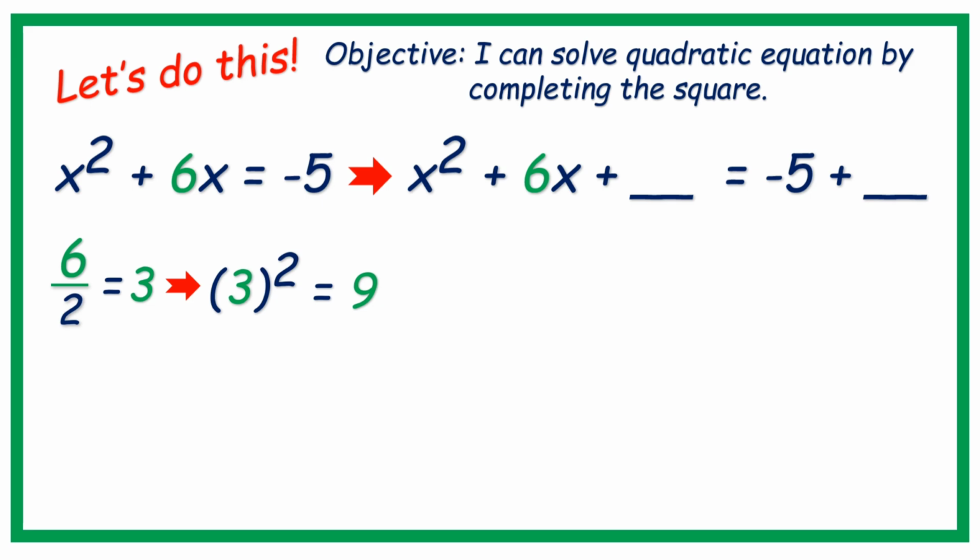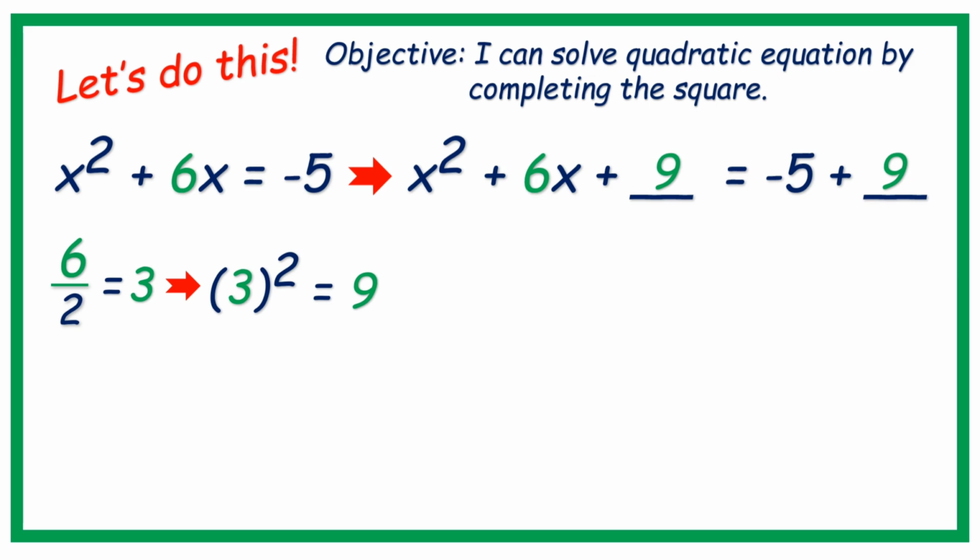Whatever you do on the left side, you're also going to do on the right side. The equal sign separates the left side and the right side. So what we're going to do is add 9 on the left side, making it the last term, and add 9 on the right side. It is now x squared plus 6x plus 9 equals negative 5 plus 9.